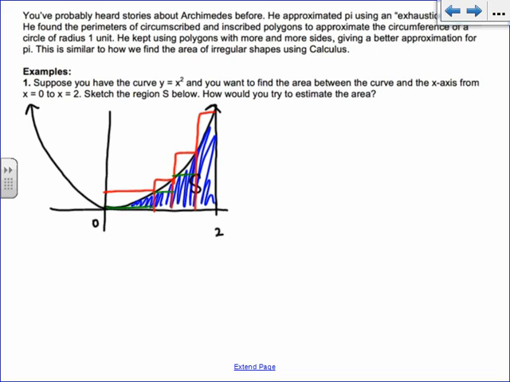But what if I did rectangles that were below as well, right? What if I did these rectangles as well, and then maybe found the average of them? Maybe that would be a little bit closer. Okay, so can you kind of see where we're going with this? So we're using rectangles.